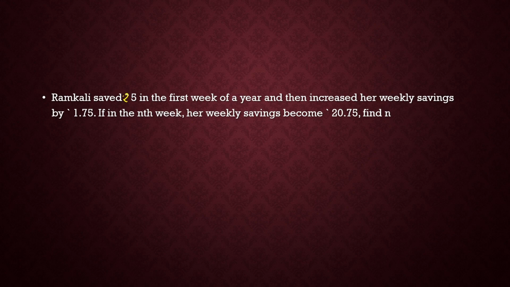Ramkali saved rupees 5 in the first week of a year and then increased her weekly savings by rupees 1.75. If in the nth week her weekly saving became rupees 20.75, find the value of n. It's a similar question. The numbers have been changed. So you can solve this by yourself. Take it as a homework.